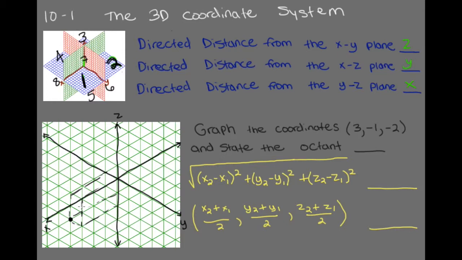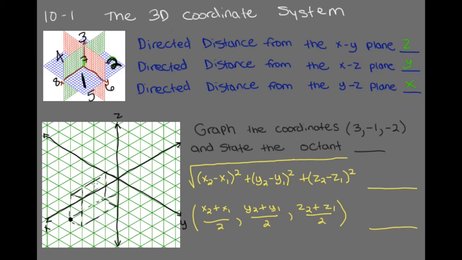And we have our little prism here. 1, 2, 3. And we're going to go -1. Alright, so this is going to be our little prism here, and then this point is going to be the vertex, where the edges intersect, right here. And the edge lengths are 3, -1, and -2.